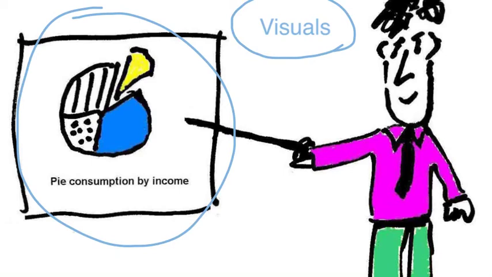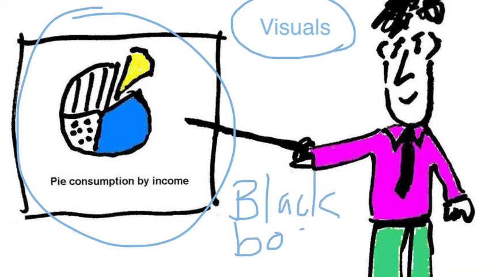Also included in visuals would be any kind of writing that is being done on the blackboard or the whiteboard, because obviously if the speaker has taken the time to write it out, it's because they want you to copy it down into your notes, as this is an important idea.